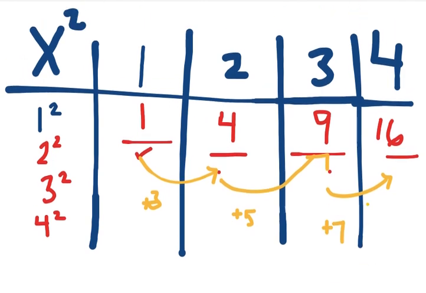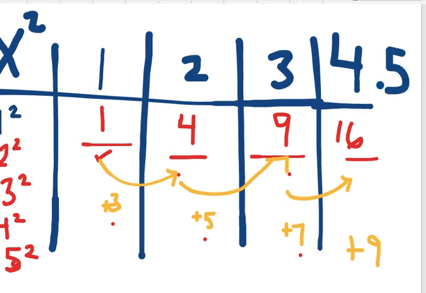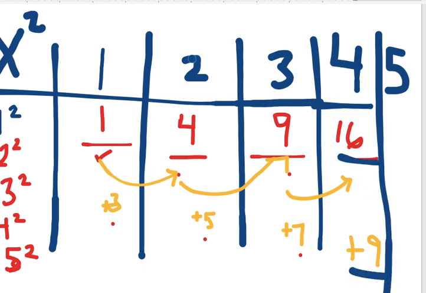Okay, so then we can know by this that if you input 5, 5 squared is 25. We could also know plus 3, plus 5, plus 7. The next one would be plus 9. So to get to the input of 5, 16 plus 9 is 25. Or 5 squared is 25.